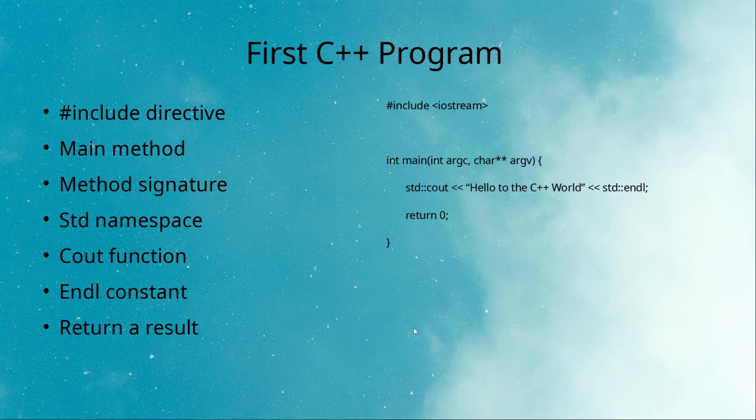Okay, let's look at a very simple C++ program. On the right hand side over here in this area is a C++ program which will print a simple message on the command line interface. It will print this message, hello to the C++ world. All the text inside the double quotes will be shown on the screen.